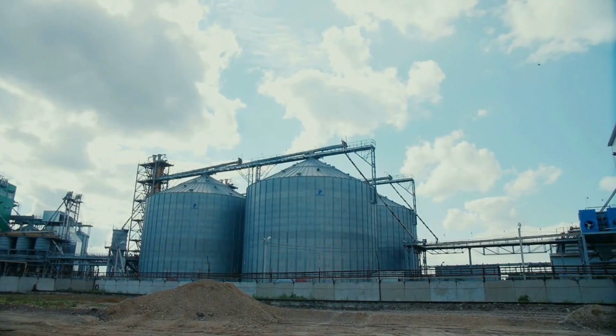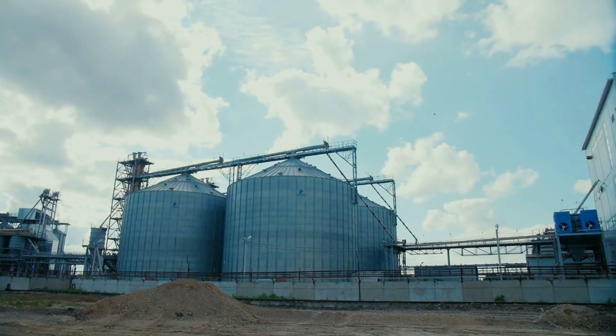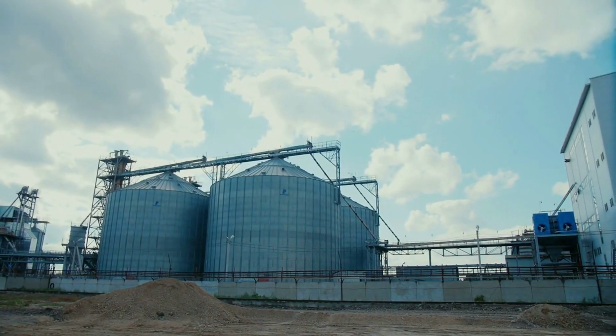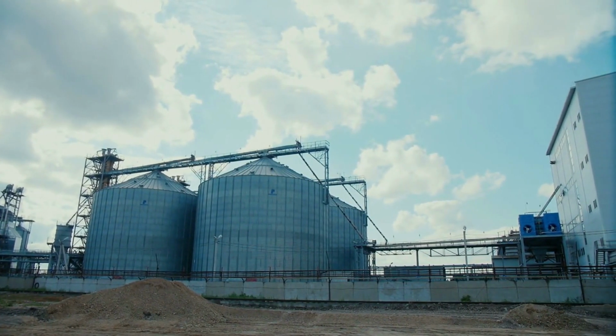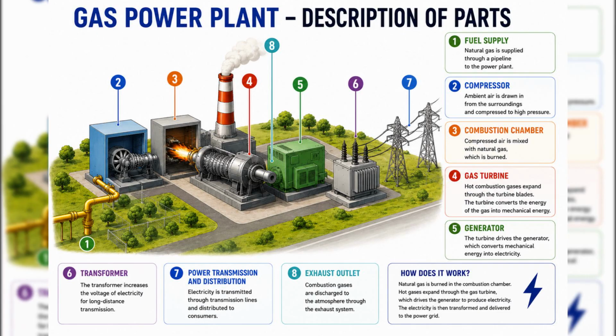Gas power plants are also more compact compared to many other large power generation systems. They do not require massive fuel storage facilities, like coal plants, or extremely large reactor containment structures, like nuclear plants. This makes them easier to build closer to urban centers or industrial regions where electricity demand is highest. Their relatively compact design and modular structure also simplify expansion and maintenance.